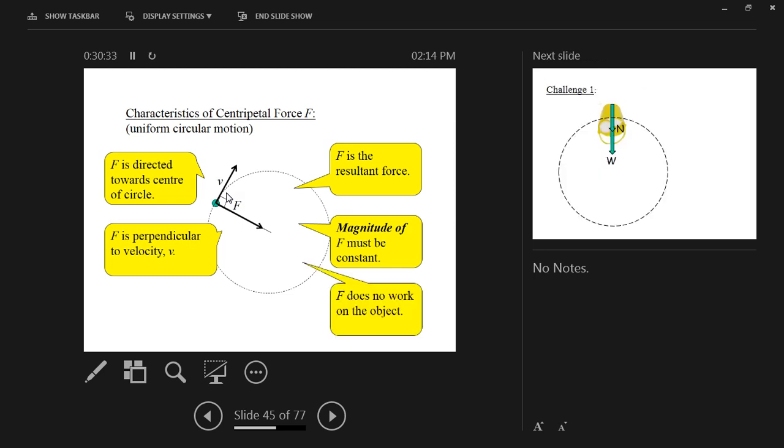And one interesting fact about this centripetal force is that it does no work on the object. Why? Because work done is defined as the force times the distance moved in the direction of the force. If you take a look at the distance moved, what is the distance moved? It's along the circumference. So if you look at the displacement, it is always perpendicular to the force. Therefore, what is the work done? Zero. Because there is no displacement in the direction of the force. The force is perpendicular to the displacement.